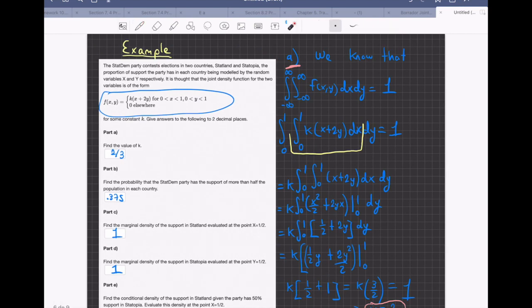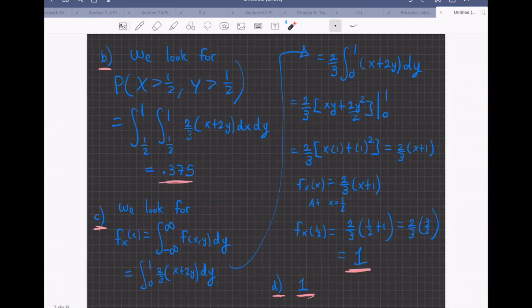And this exercise has one more question. Find the conditional density of the support in Standard given that the party has 50% support in Statopia. Evaluate the density at the point x equal to 1/2. So for this one, for part D, we have to find, oh, I didn't define the conditional density, but no problem, I will do it right now.